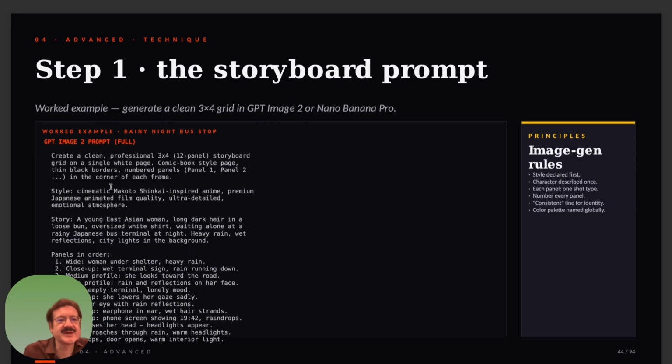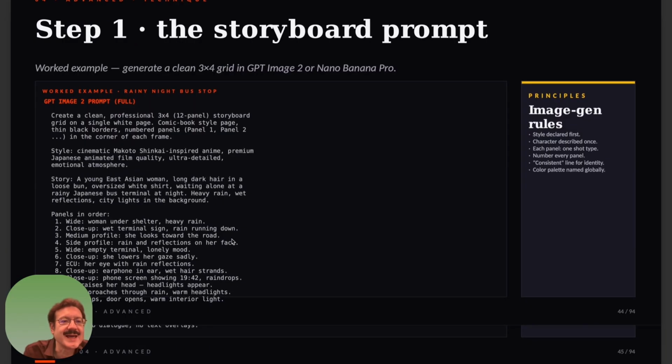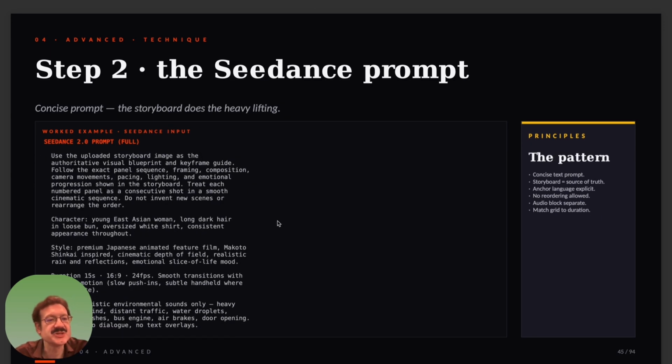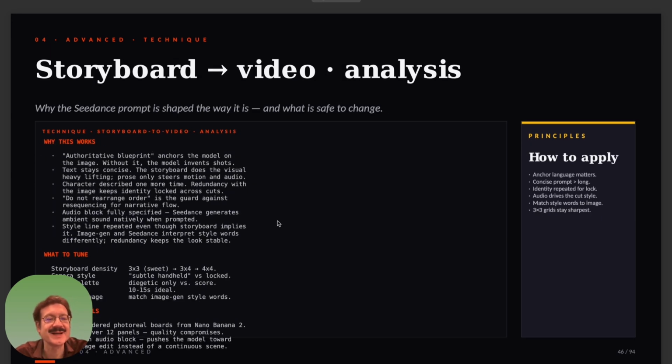So I would give it the storyboard prompt, and I could tell it to make it itself, or I could specify what's actually going into the storyboard. This is the GPT Image 2 prompt. And then we bring that into the Seedance 2 prompt, which we'll come back to if we have time.